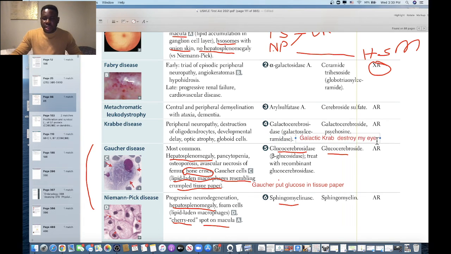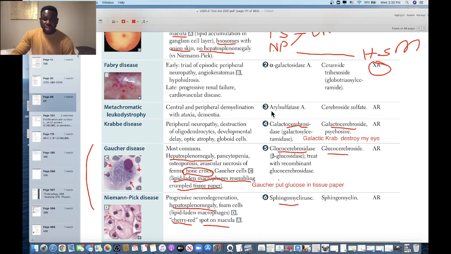So if I see this mnemonic, then I know that in Krabbe it is due to galactocerebrosidase deficiency, and then they accumulate galactocerebroside, right? So these are my mnemonics that I use to differentiate them. Now let's look at metachromatic leukodystrophy. So here they have central and peripheral demyelination with ataxia and dementia, and it's due to arylsulfatase A.